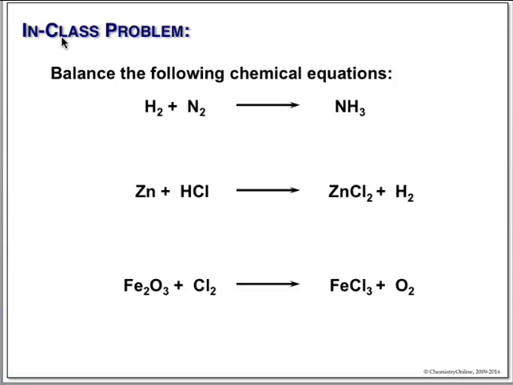All right, so let's see if it worked. And here's the answer. 3 hydrogens, 1 molecular nitrogen gives us 2 ammonias. Look at this next one. See if you can figure out what you have to do to fix the odd even on the hydrogen.